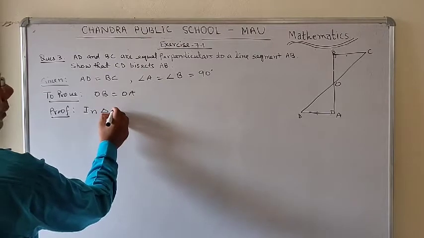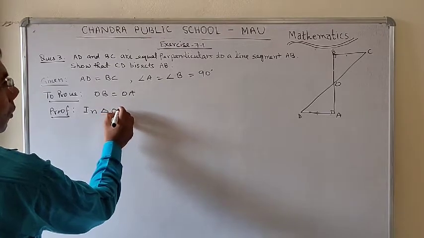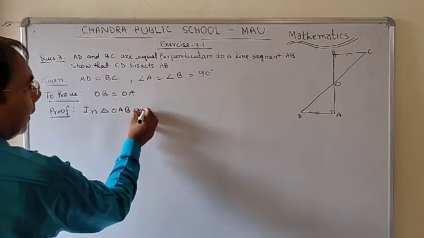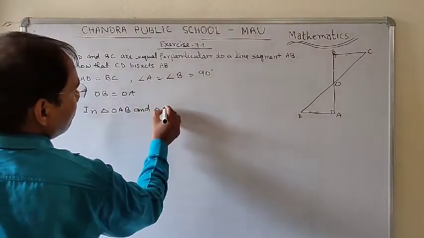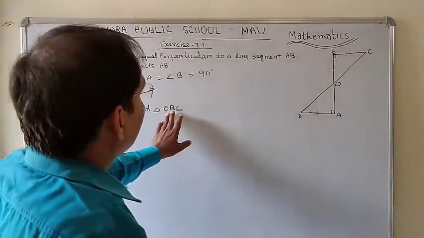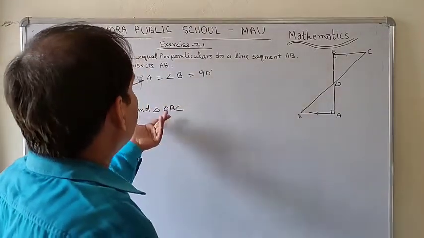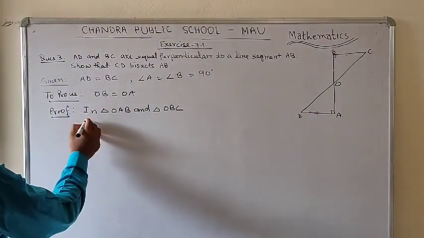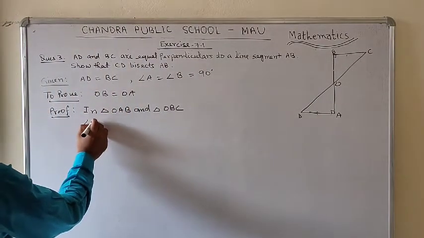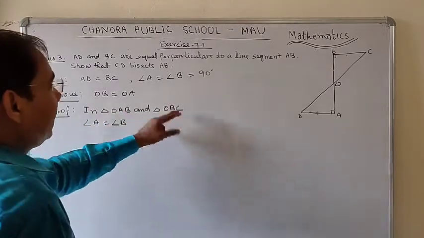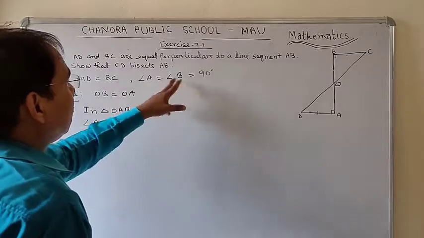In triangle OAD and triangle OBC, I have taken these two triangles. What things are equal in both the triangles? Here it is given that angle A equals angle B. Here angle A and angle B are corresponding, and both are equal.